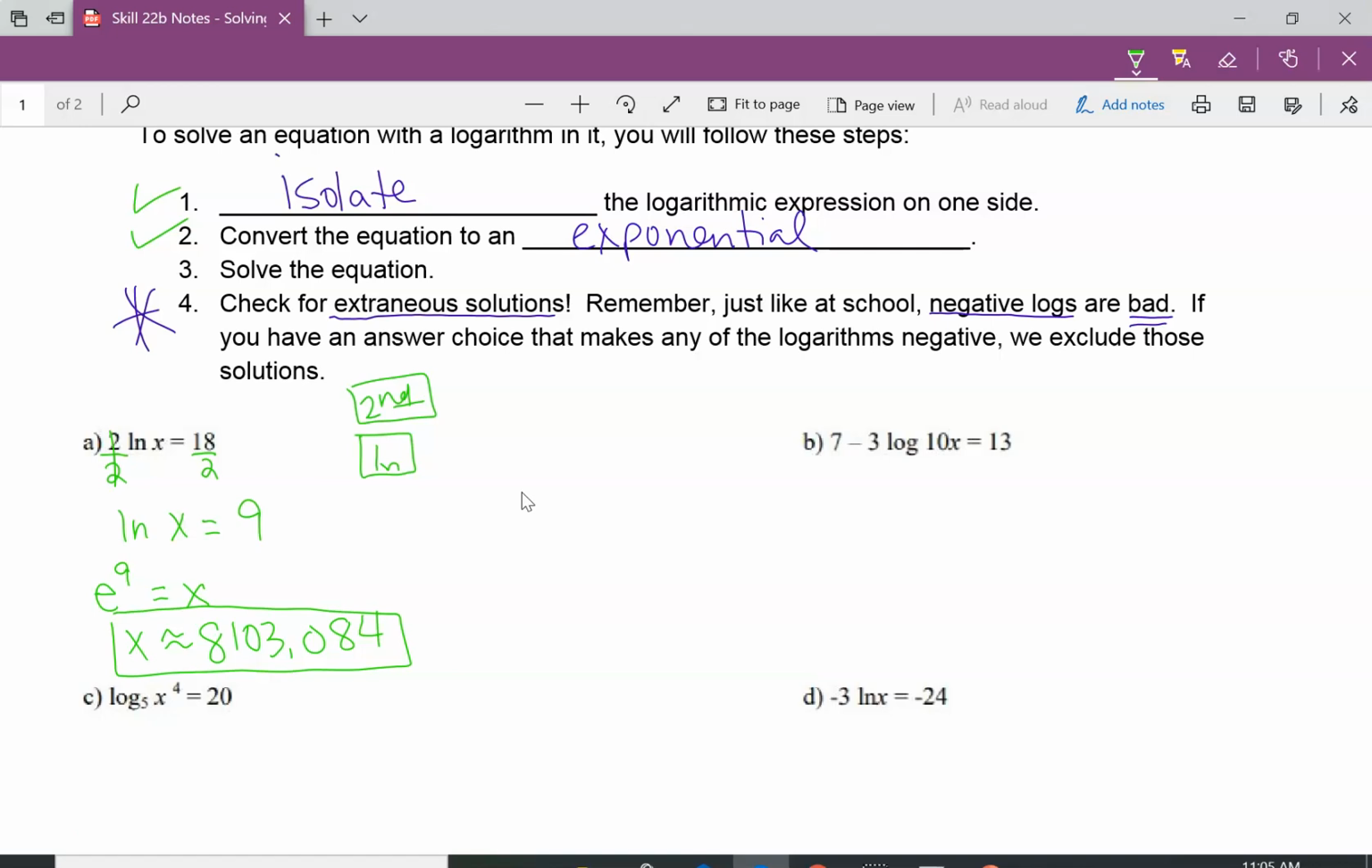Next one, we have to do 2 things to get the log part by itself. So I have to first subtract 7 from both sides. That gives me negative 3 times the log of 10x equals 6.